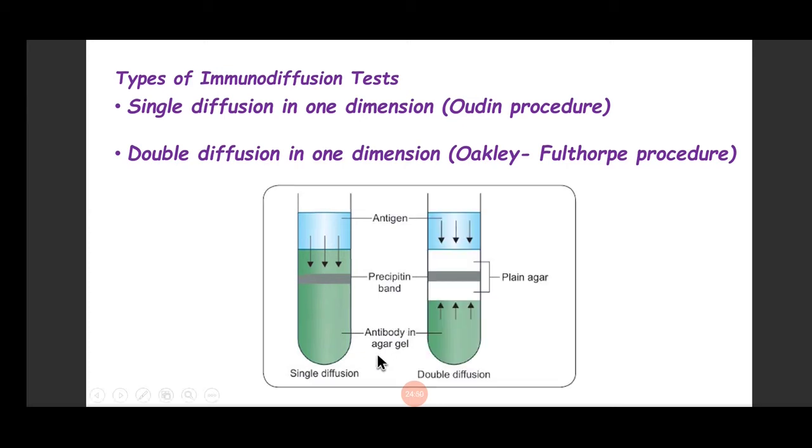Another modification is you take a gel containing antibody, then you take a plain gel, which contains neither antigen nor antibody, and we add antigen. So both antibody and antigen have to move towards each other. At one place, they will meet at an optimum concentration and they will form a precipitation. This one is called double diffusion in one dimension. Both are moving in one dimension, but they both are moving, so two diffusions are taking place. So this is called double diffusion in one dimension.